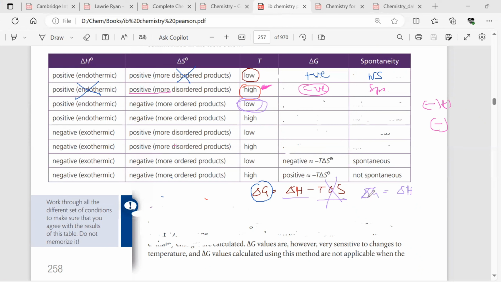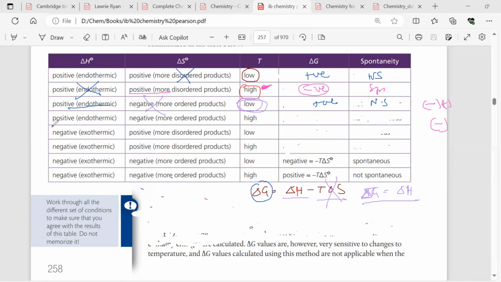So is the spontaneity of the reaction dependent on entropy anymore? No. Celia, did you get this? How to do these questions, right? Delta G is equal to delta H at low temperatures. It does not depend upon the sign of delta S, so we don't need this sign. Now tell me, Kavya. So it'll be positive, right? So this is endothermic, positive. Now what will be the spontaneity then? Non-spontaneous, right?